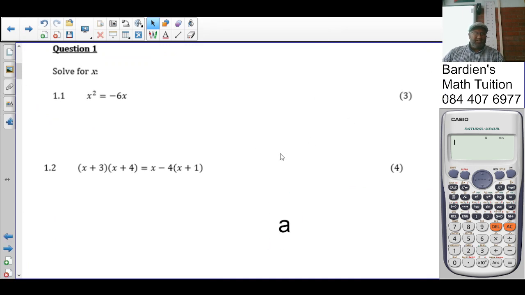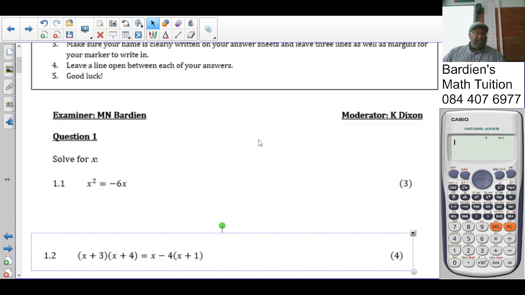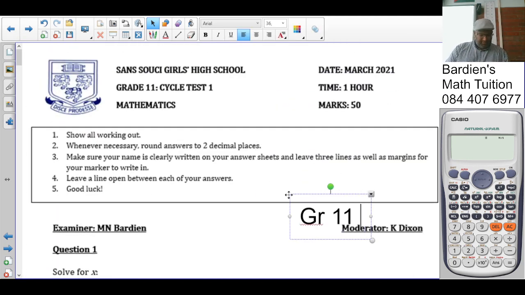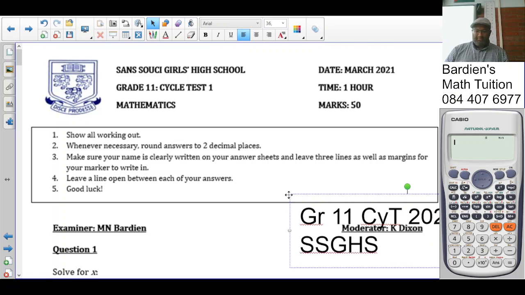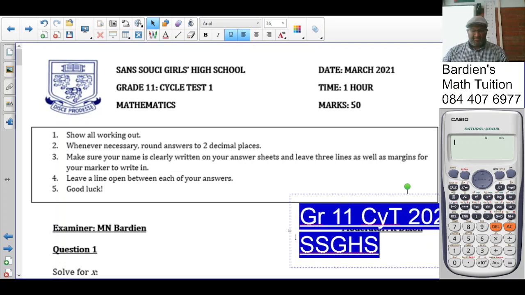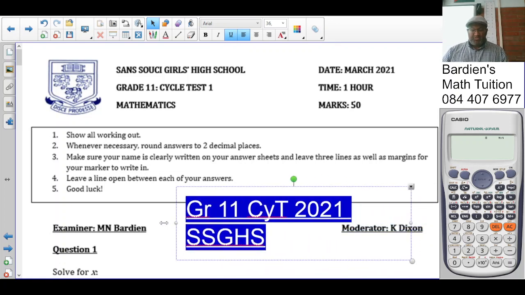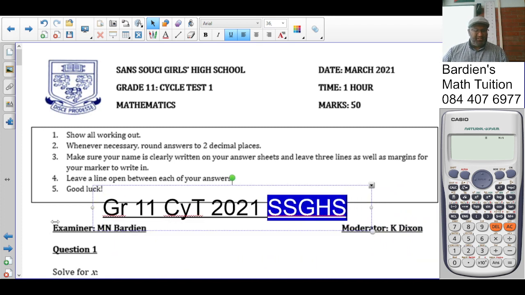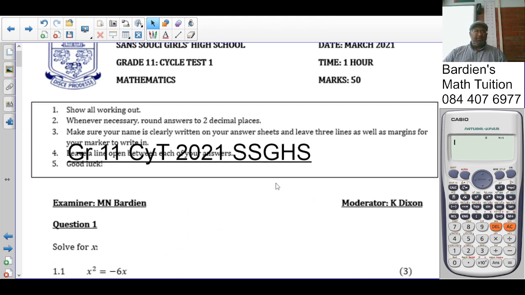We are looking at the cycle test, the grade 11 cycle test, 2021 from our school. At this point you have done the lesson and the questions already, correct? Let's just run through them quickly.